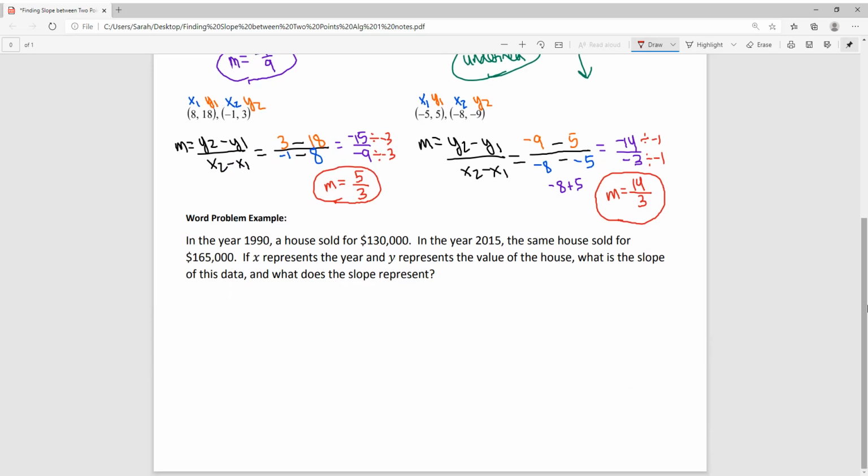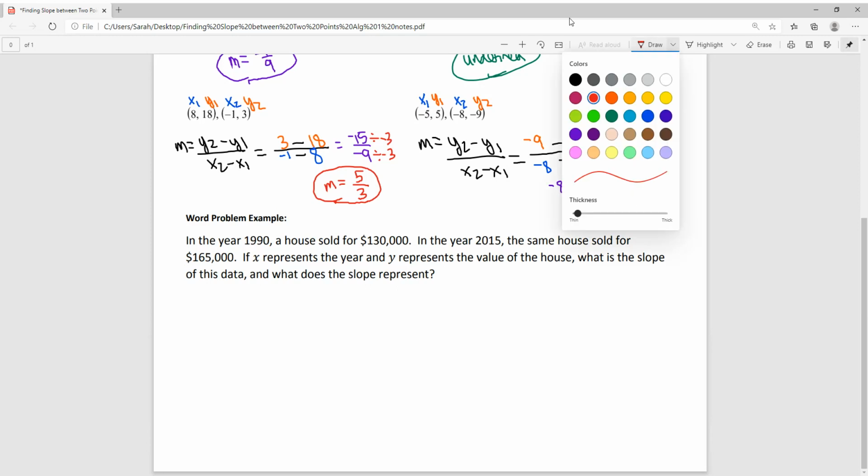Let's take a look. In the year 1990, a house sold for $130,000. In the year 2015, the same house sold for $165,000. If x represents the year and y represents the value of the house, what is the slope of this data and what does the slope represent?